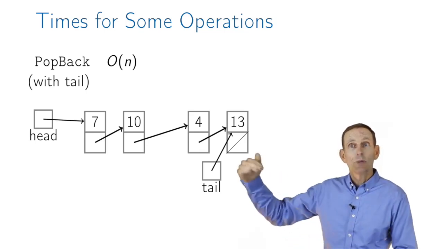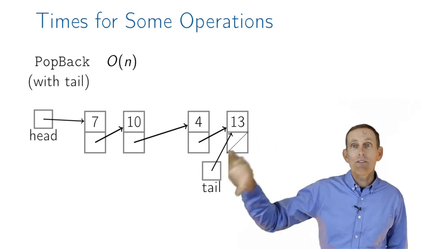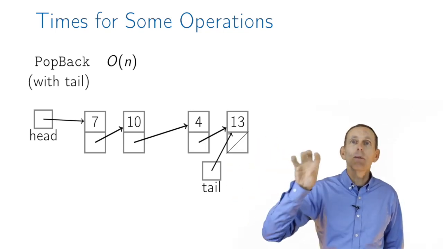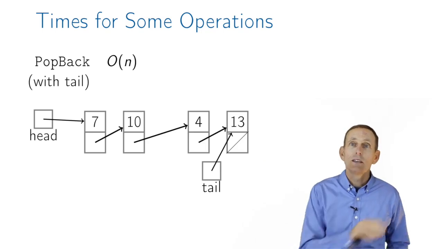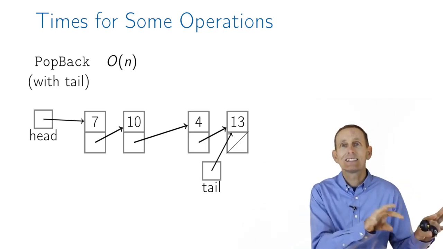The head is different. Because our pointers point this way, if we have the head, it's also cheap to get the second element, right? And one more to get the third element. But the tail pointer doesn't help us get to the next to the last element.